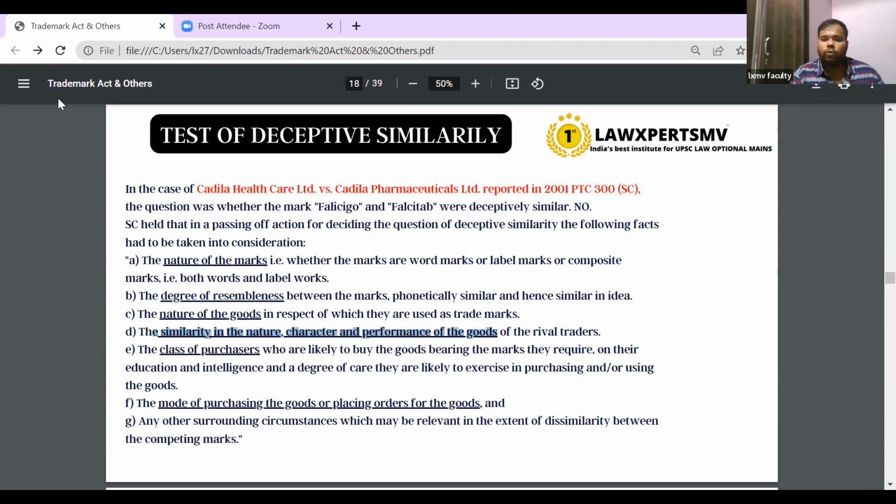Class of purchasers, who is going to buy that particular good? We have seen the example of the cement case, right? Most of the people buying the cement will be illiterate. So in that scenario, there should not be any confusion between the genuine manufacturer and another person who is trying to use that particular name in a different way. And the mode of purchasing, how the goods are being purchased with respect to these two manufacturers, and the surrounding circumstances. We have already seen that.